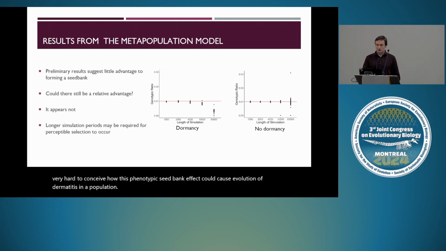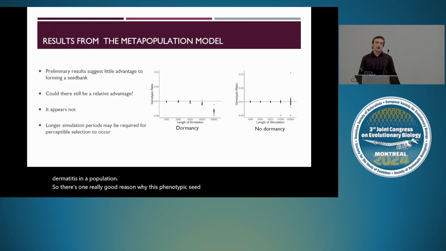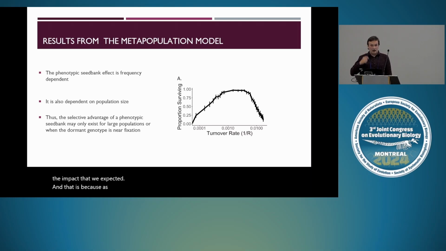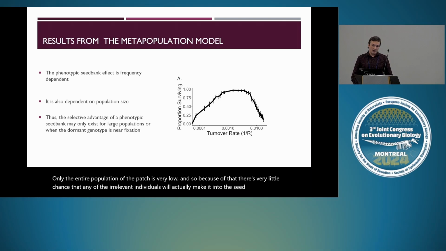There's one really good reason why this phenotypic seed bank effect might not be having the impact that we expected. And that is because, as you can see in this graph, we're basically way over on the far left-hand side of this graph, where the fraction of the individuals in the seed bank in the entire population of the patch is very low. Because of that, there's very little chance that any of the relevant individuals will actually make it into the seed bank. And for that reason, it provides no real advantage.